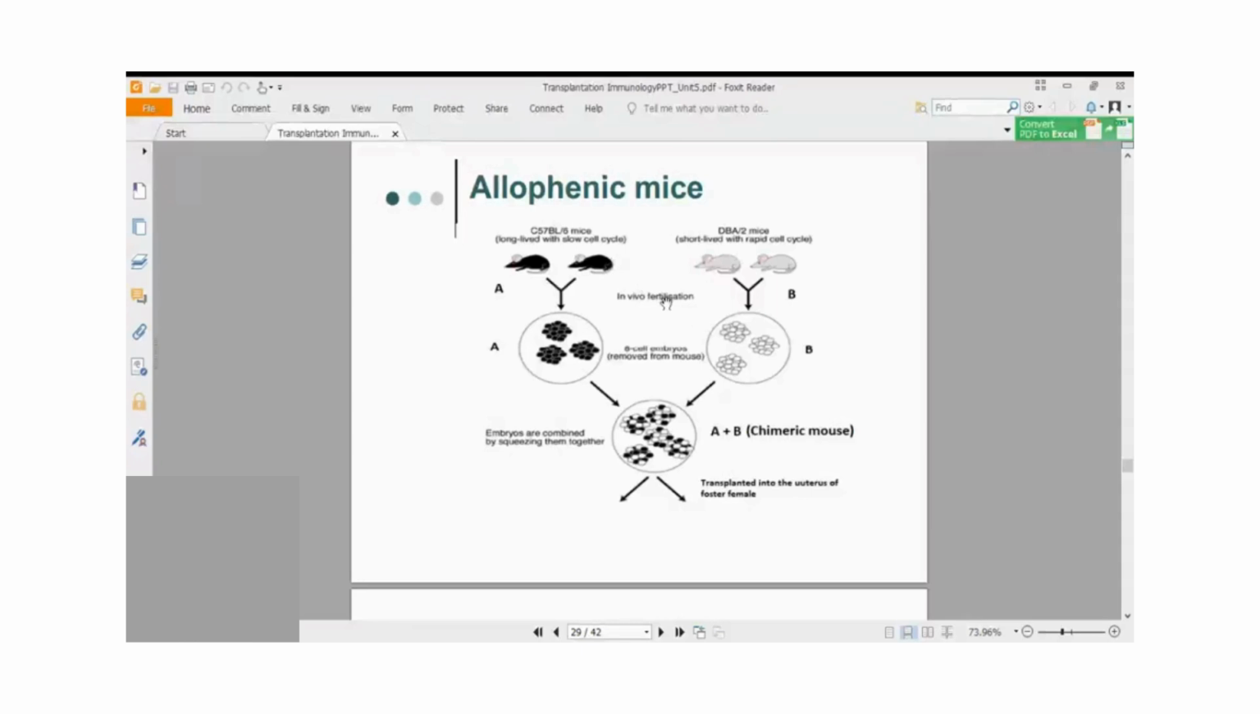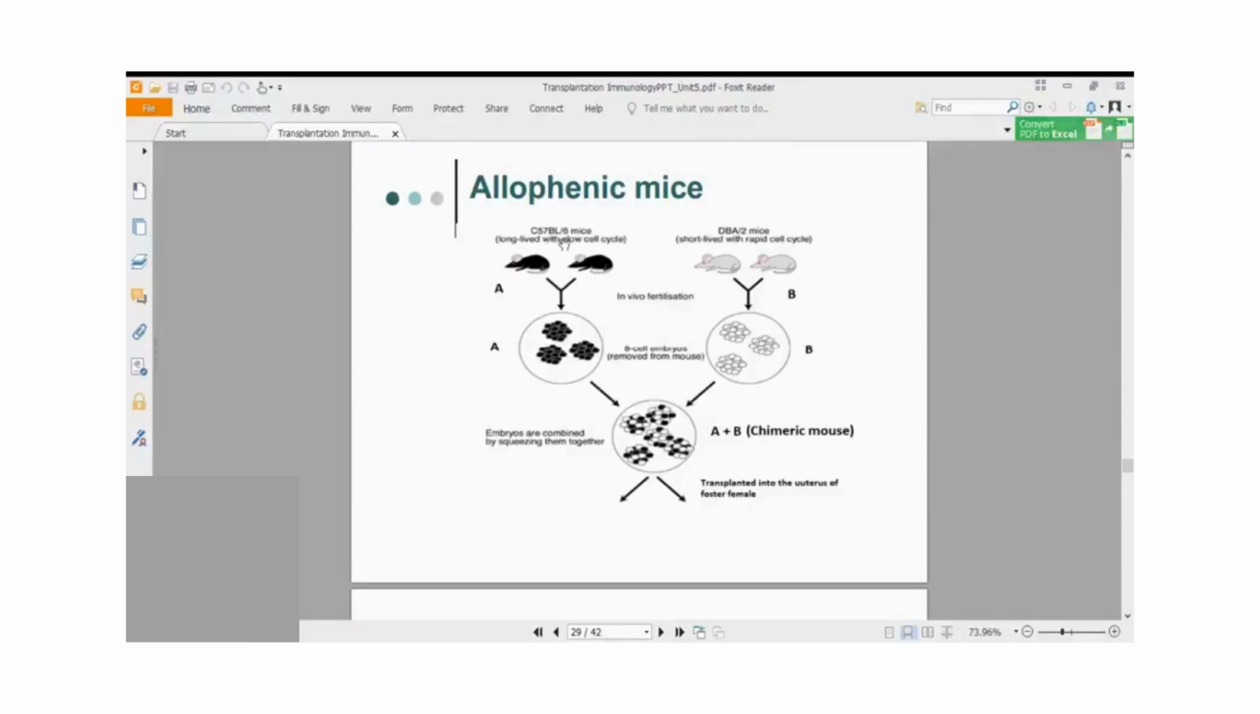In the AB hybrid, you would have got black color expression in the F1 generation. This is the simple fundamental of Mendelian law, the first law. Where only male and female were crossed, the F1 generation will be an AB hybrid. Now this allophilic mice is different.